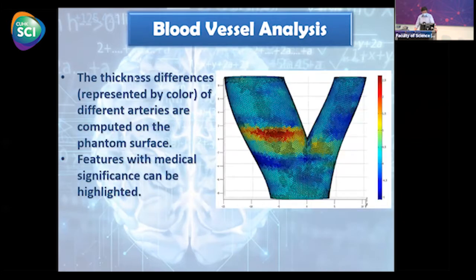So here is an example. The thickness difference is represented by color, where the red color means the thickness is becoming more and more significant, and it can be computed on the phantom surface, right? And then the doctor can just look at the phantom surface to study the blood disease progressions.